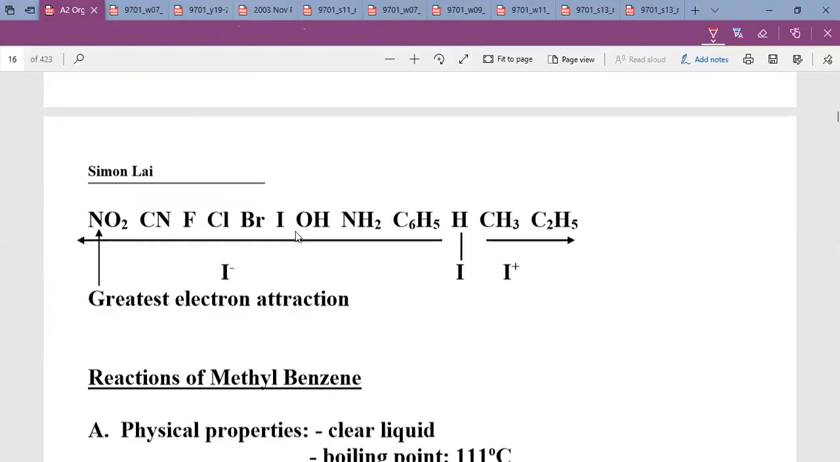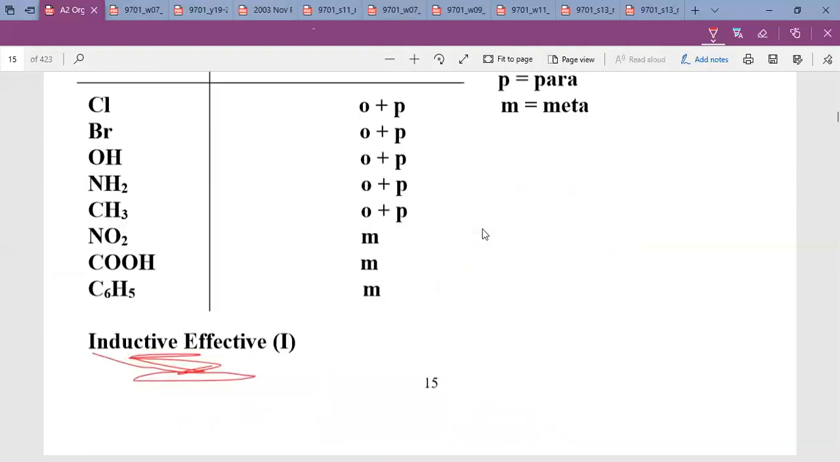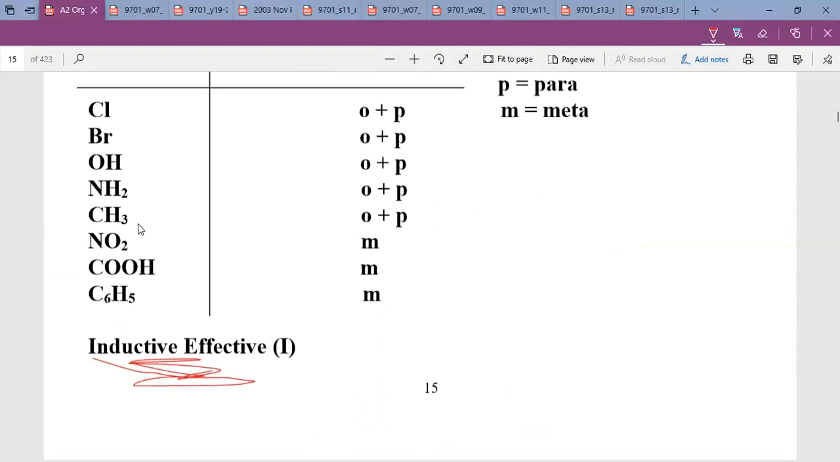So this is the whole range. It concerns whether groups will attract or withdraw electrons. Of course, this will be electron withdrawing, or electronegative. This one is, of course, donating electrons. Hydrogen is taken to be the neutral part, meaning zero effect. So any R groups here are electron donating, which means they will release electrons. If you have an electron donating group here, for example, a C here.